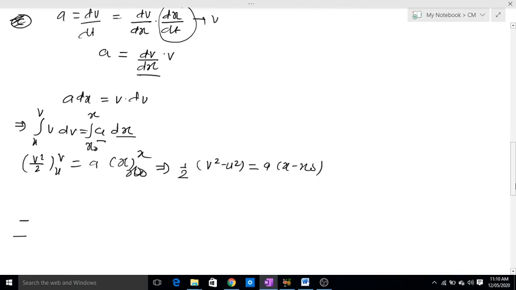Now shift this 2 on the right hand side: v square minus u square equals 2 times acceleration, and instead of x minus x0 you can write the displacement s. This is the third kinematic equation.